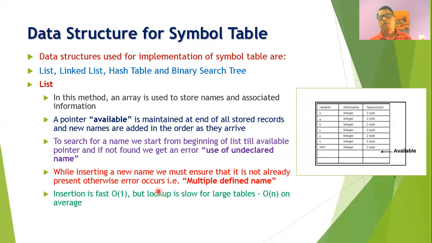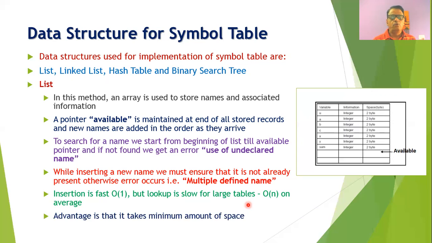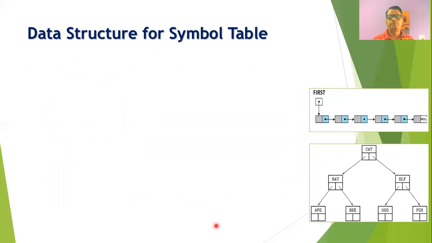So insertion operation can be performed very fast as far as the array is concerned, because it is of the order of 1. But the searching or lookup is very slow for a large table, and it is of the order of n. So if there are n names within the symbol table, then many times we need to perform n comparisons in order to search for a given name. And therefore, this data structure is not very efficient as far as the searching of the element is concerned. The only advantage with this data structure is that it will require a minimum amount of space.